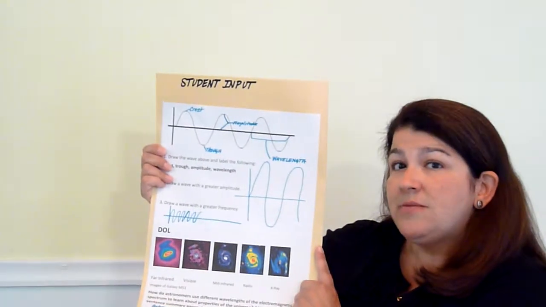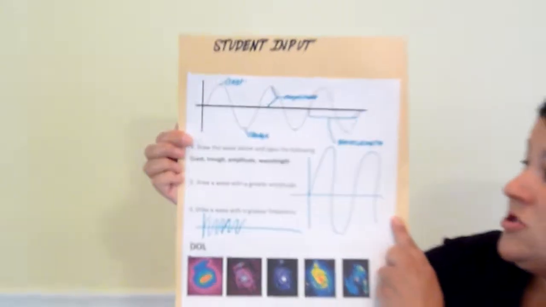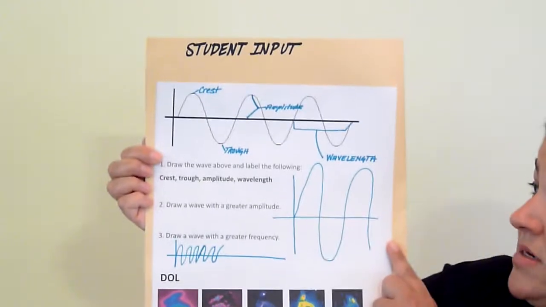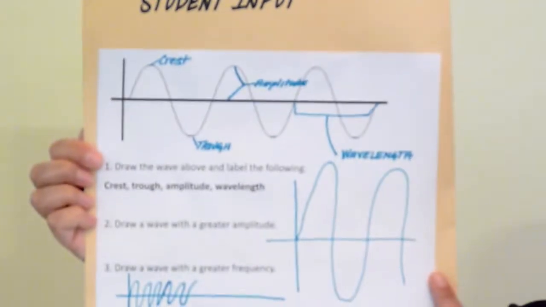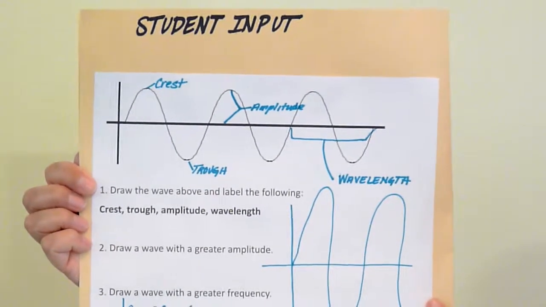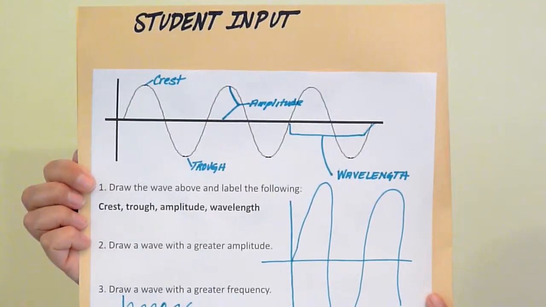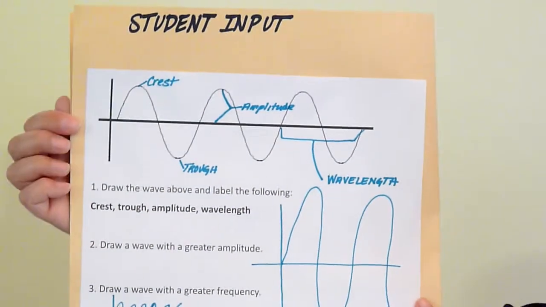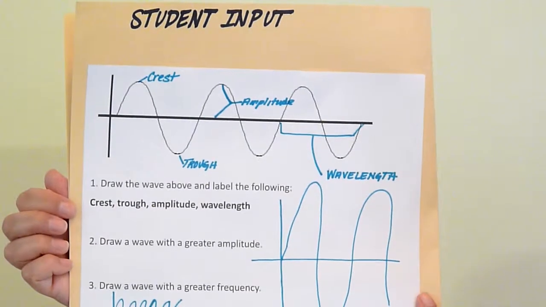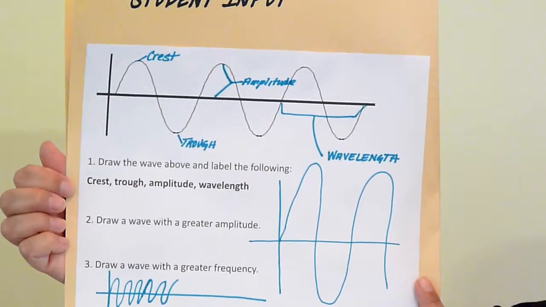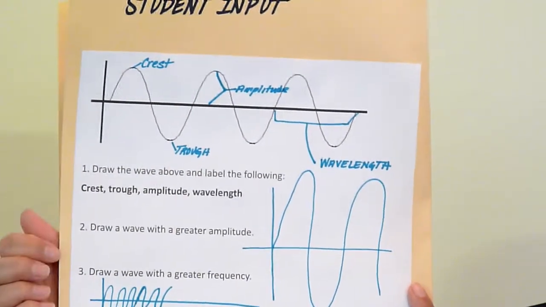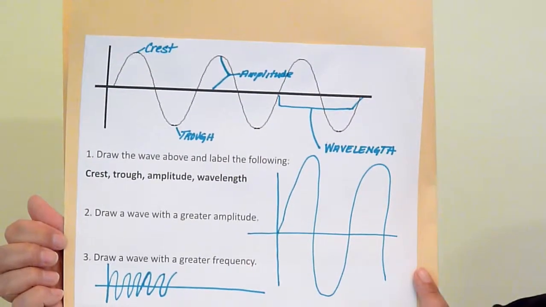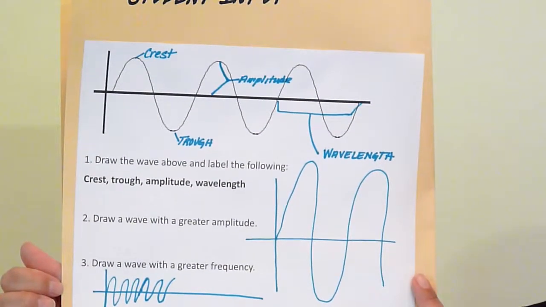As they come in on the second day, we're going to go to our interactive student notebooks. On the left-hand side is the student input. As they come in, it will be their do now, geared towards our overall learning objective, which is how we use electromagnetic waves to learn about the properties of the universe. Students are going to draw the wave and label the crest, trough, amplitude, and wavelength, followed by drawing a wave with greater amplitude and then drawing a wave with greater frequency.